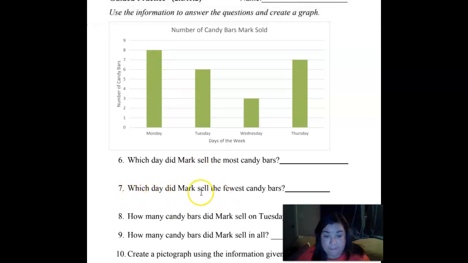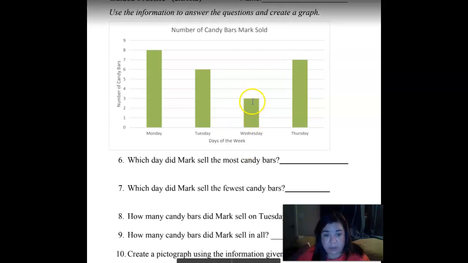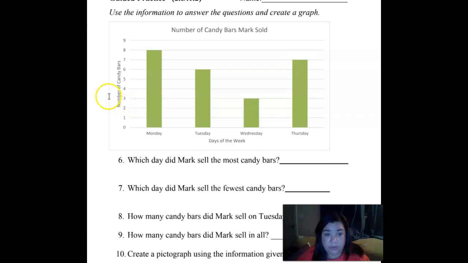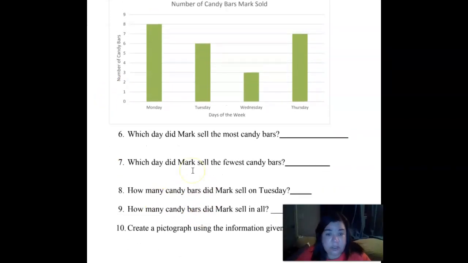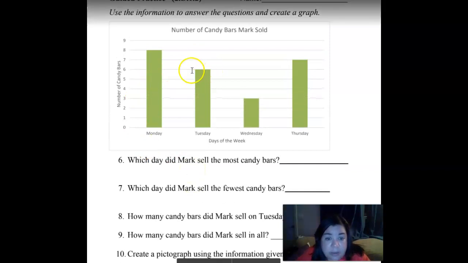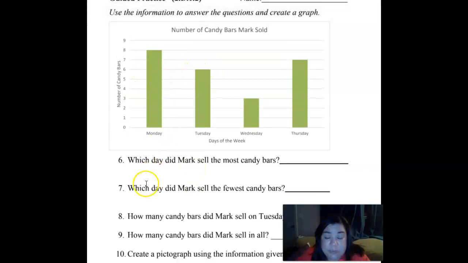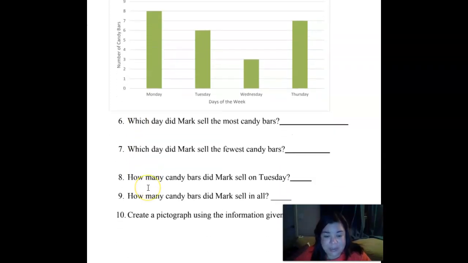Which day did Mark sell the fewest candy bars? Which bar is the littlest? Yeah, Wednesday. Wednesday's the smallest one. On Wednesday, he only sold 3. How many candy bars did Mark sell on Tuesday? We'll just look up here and go across. What is it? 6. He sold 6 on Tuesday.